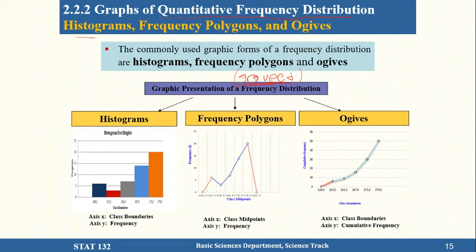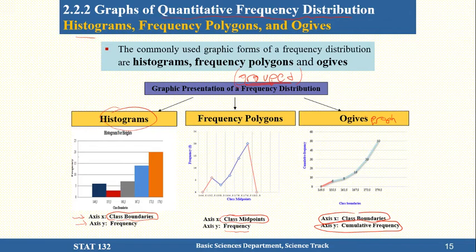Now, this is a nice summary of what we will learn here, and these are the highlights. The histogram is like the bar chart, but we use the class boundaries and the frequency. For the frequency polygons, we find the class midpoints and use the frequencies as the heights. And for the Ogive graph, we use the class boundaries versus the cumulative frequency. We will see all the details of how to graph them.